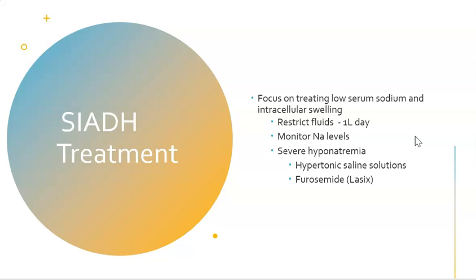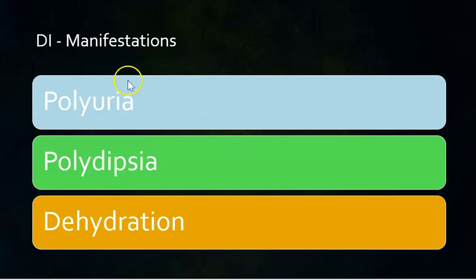So SIADH, syndrome of inappropriate antidiuretic hormone. Diabetes insipidus. Manifestations here, and treatment basically is what we're going to be going over. So they'll have increased thirst, the polyuria, polydipsia, and of course dehydration. So it's really going to be the opposite of SIADH.